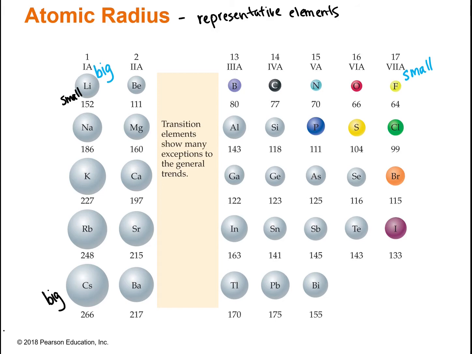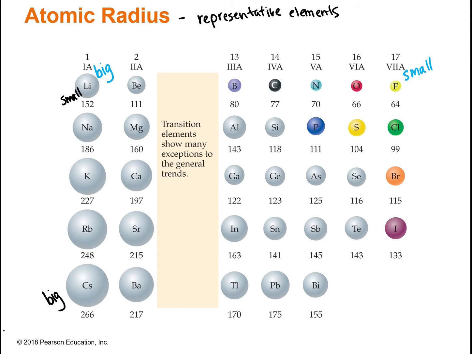So the types of questions that you might see would be, okay, which element is the smallest? And I'd give you a list. Which element is the biggest? So that's the type of question you'll see here. Now the explanation for why, let's talk about it.